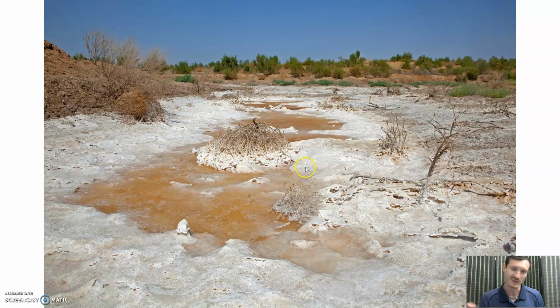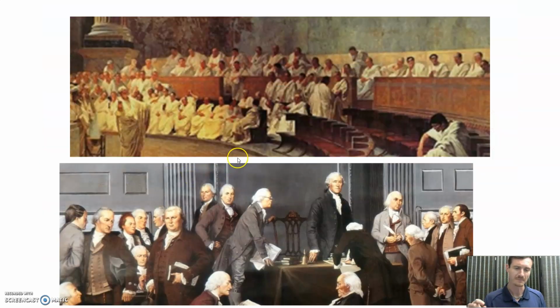Here's an example of a place that has gone through salinization and is just really nasty, right? You can't grow crops here anymore. This is basically ruined unless you want to tear everything out and start over, but that's expensive, right?